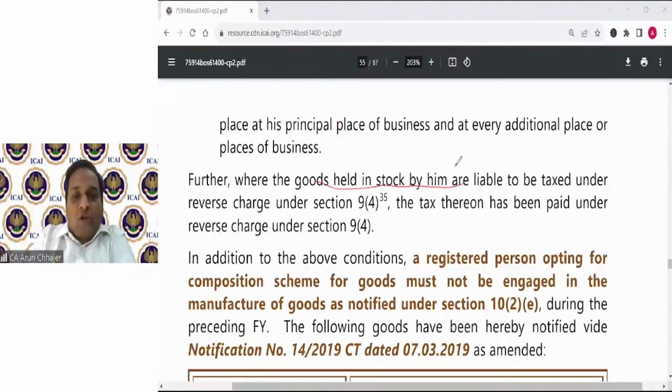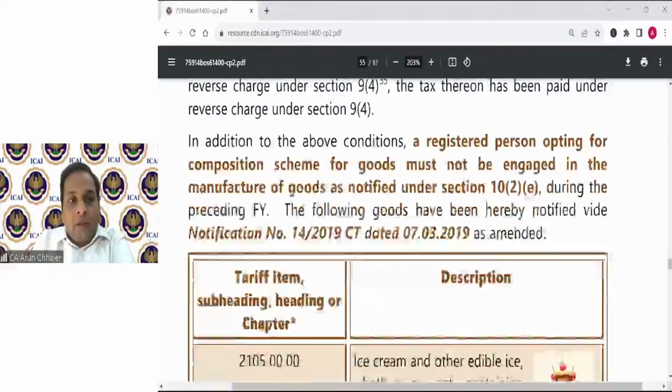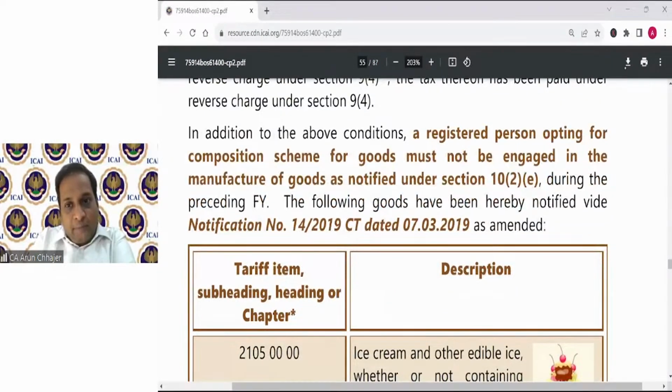Further, where the goods held in stock by him are liable to be taxed under reverse charge under section 9 subsection 4, the tax thereon has to be paid under reverse charge under 9 subsection 4 in the initial days. In addition to the above condition, a registered person opting for composition of goods must not be engaged in the manufacturing of the goods as notified under section 10 subsection 2 clause E during the preceding financial year.